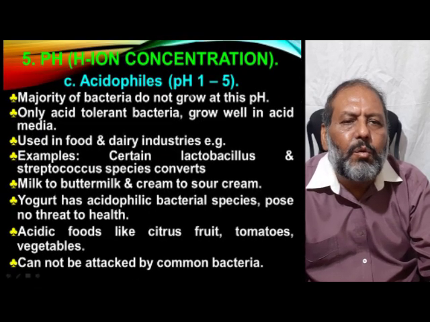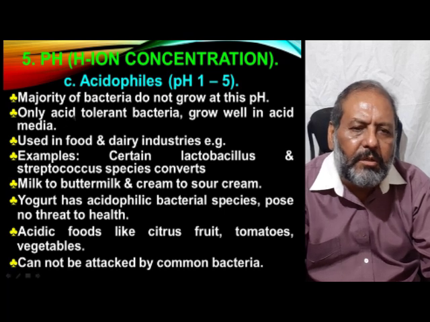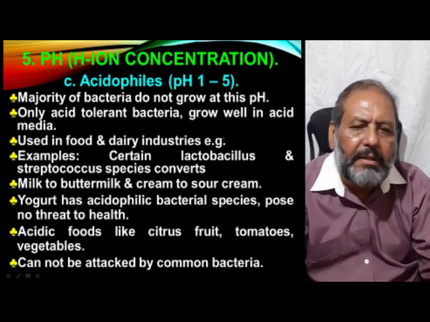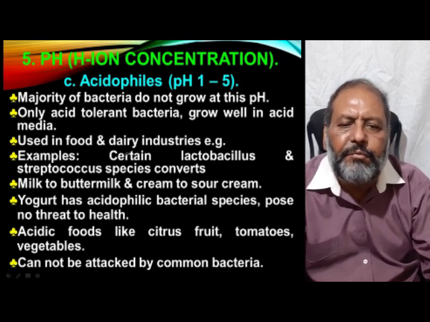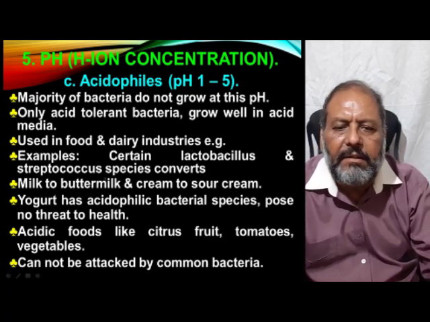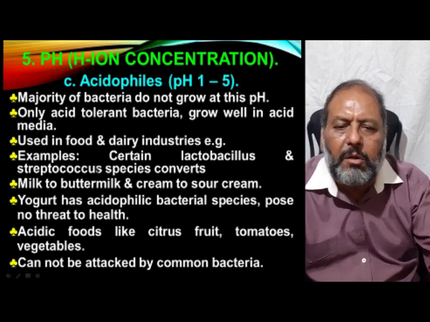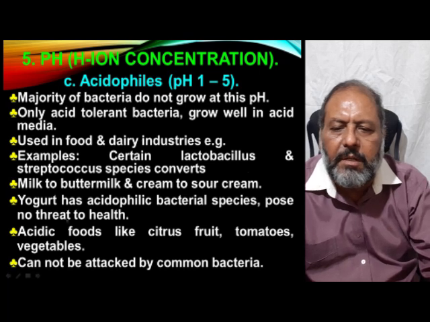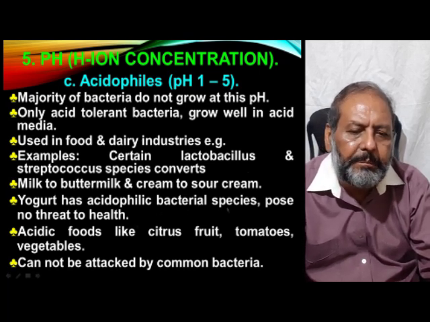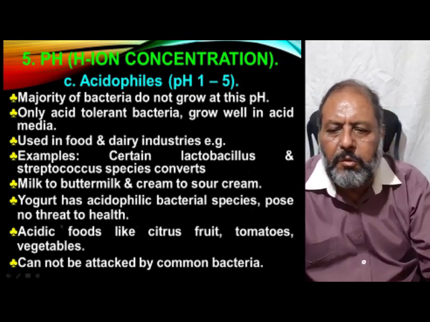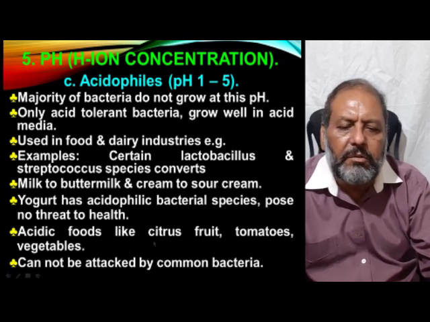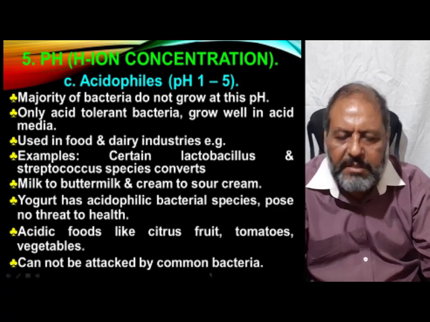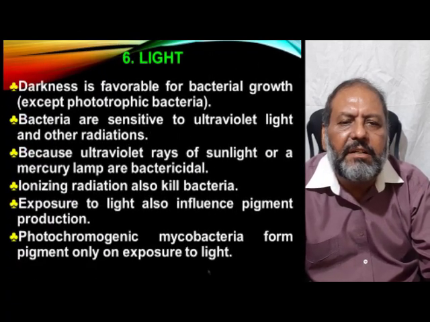Acidophiles, pH 1 to 5. The majority of bacteria do not grow at this acidic pH. Only acid-tolerant bacteria grow well in acid media, which is used in the food and dairy industries, like certain Lactobacillus and Streptococcus species that convert milk to buttermilk and cream to sour cream. Yogurt has acidophilic bacteria. These species pose no threat to health. Acidic foods like citrus fruit, tomatoes, and vegetables cannot be attacked by common bacteria because of this acidic condition.